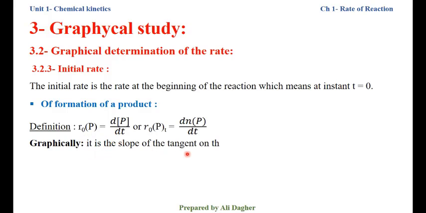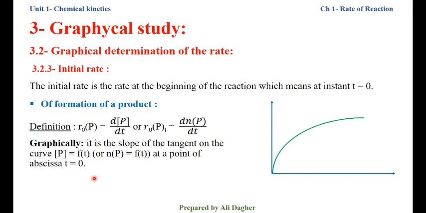Graphically, it is the slope of the tangent on the curve concentration of product = f(t), or number of moles of product = f(t), at the point of abscissa t equals 0. The same, we draw the tangent, but now at the origin, at t equals 0. We take 2 points on the tangent. The first point is the origin, which is 0, 0, and a point of time t1 and concentration P1.